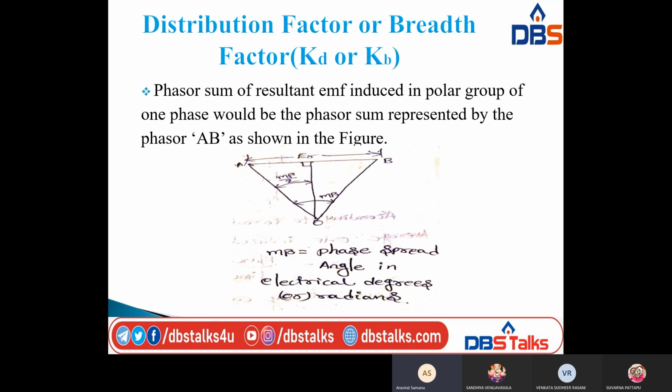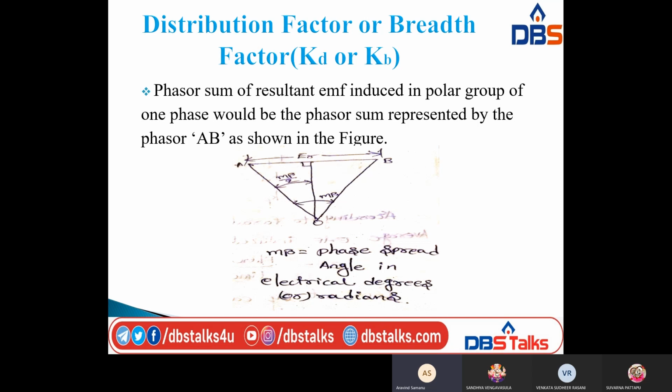The phasor sum of the resultant EMF induced in a polar group of one phase would be represented by the phasor AB. If you observe this diagram, I am taking the points O, A, B and joining them. O is the common point. From O I am drawing one line, and from O I am drawing another line. Perpendicular to these two lines I am drawing another line. Here the angle between OA and OB is M beta, and for OA I am writing M beta by 2.